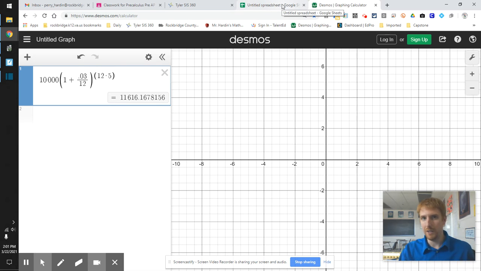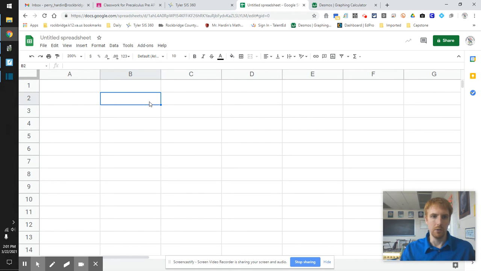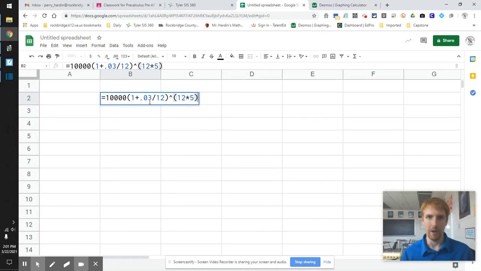Now, spreadsheet to me is sort of last resort, but it'll work. So we can do it. So pick an empty cell and put 10,000 parenthesis 1 plus 0.03 divided by 12, and then close your parenthesis, and then shift 6 to do the caret. Now, for here, you will see the caret. And we will need to put the 12 times 5 in parentheses after the caret part to show that it is an exponent.